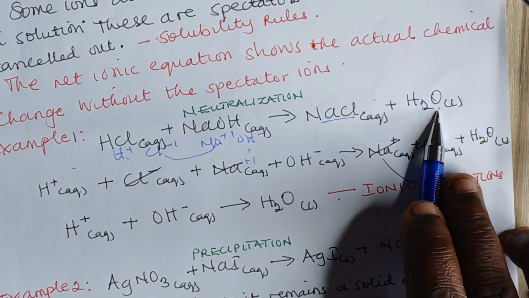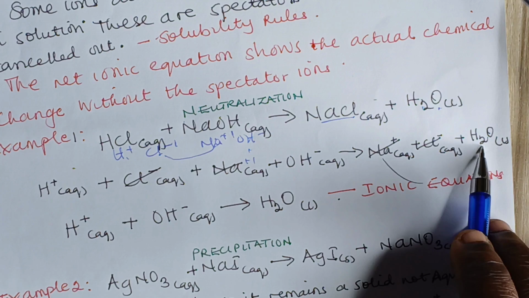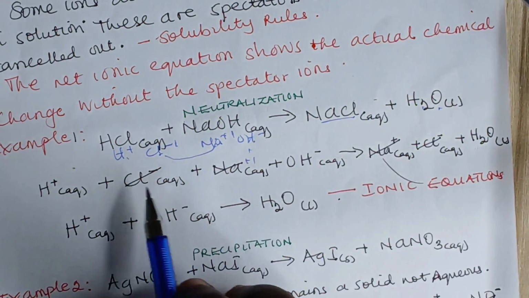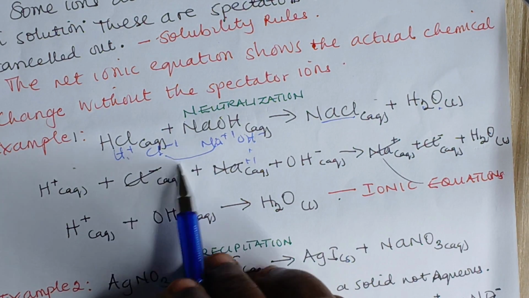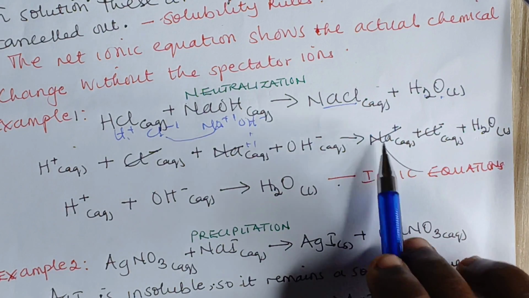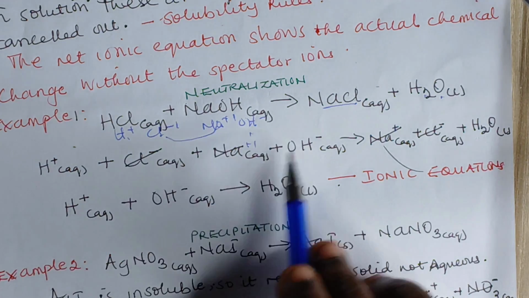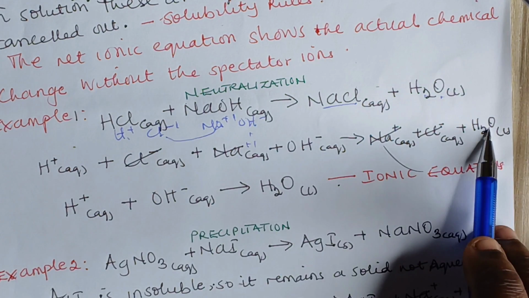The ones that are not breaking down are spectator ions. We are not breaking them down at all, though other substances can dissolve in water. The ones that are not reacting are cancelled out, that's the Cl and Na on both sides, leaving H and OH behind to form water on this side.